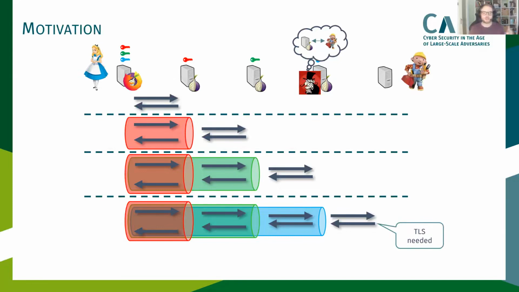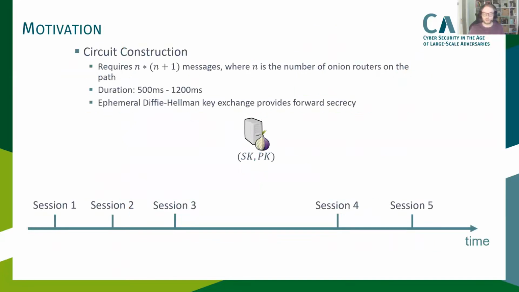But as you can see, the circuit construction process is not really efficient. We need a lot of messages to establish all these keys. We need n times (n plus 1) messages, which means for a path of standard length 3, we need 12 messages. And let's say the latency between the hops is 100 milliseconds, then the duration of the whole circuit construction process is 1200 milliseconds.